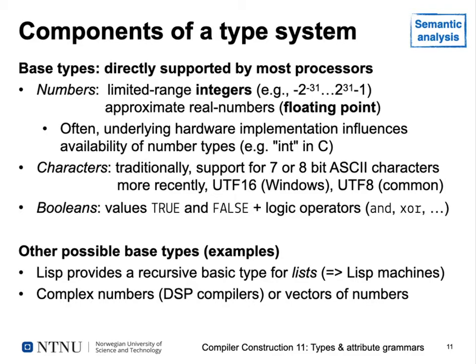You can also have approximate real numbers, so floating point numbers, which of course also have constraints in the values they can store. And very often the underlying hardware implementation has influenced the available number types. So this is especially a problem if you program in C. So you have this int variable, and an int variable doesn't have a defined size in C. The size of an int variable really depends on the machine you're using this on. And this can get really weird.